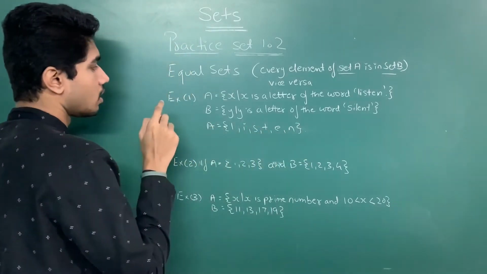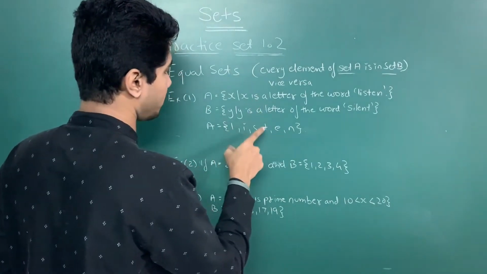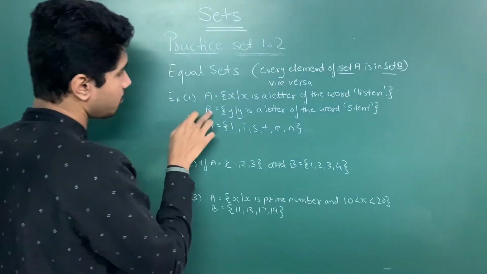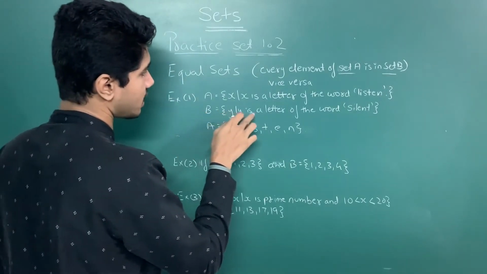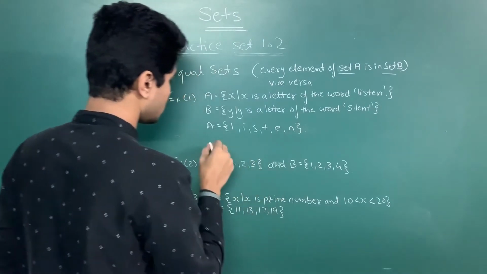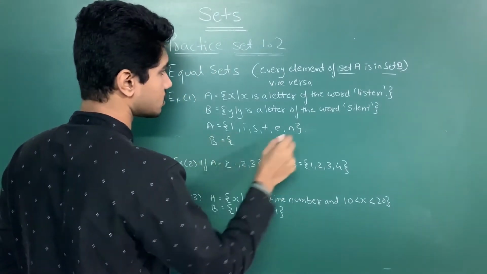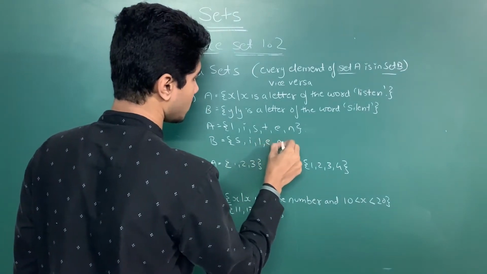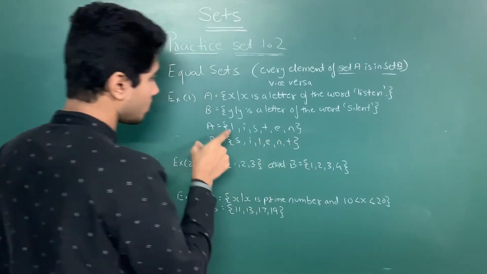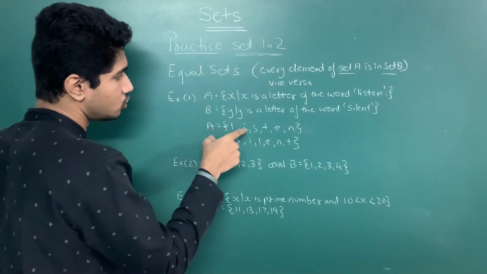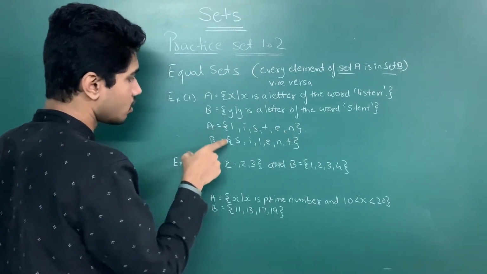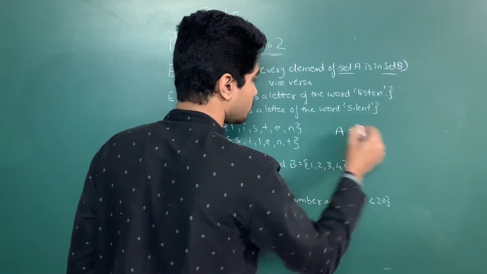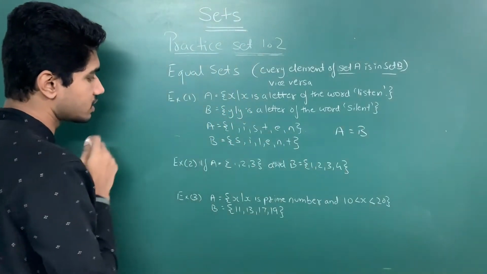Please notice that whenever you write a set, you never repeat an alphabet or a number. Now in case of B, B is a set of Y such that Y is a letter of the word silent. So we'll write B as S, I, L, E, N, T. Now if you see here, whichever alphabets are in A are in B. Therefore we can say A is equal to B. Let's see example 2.